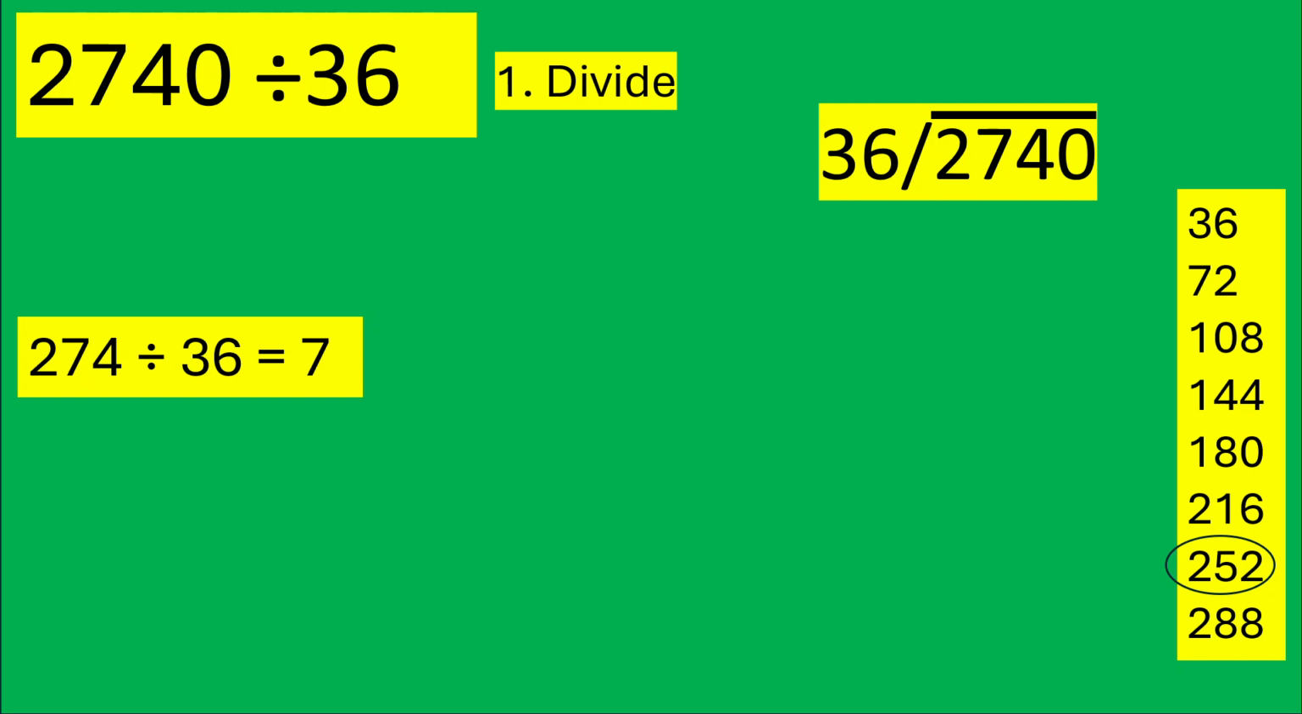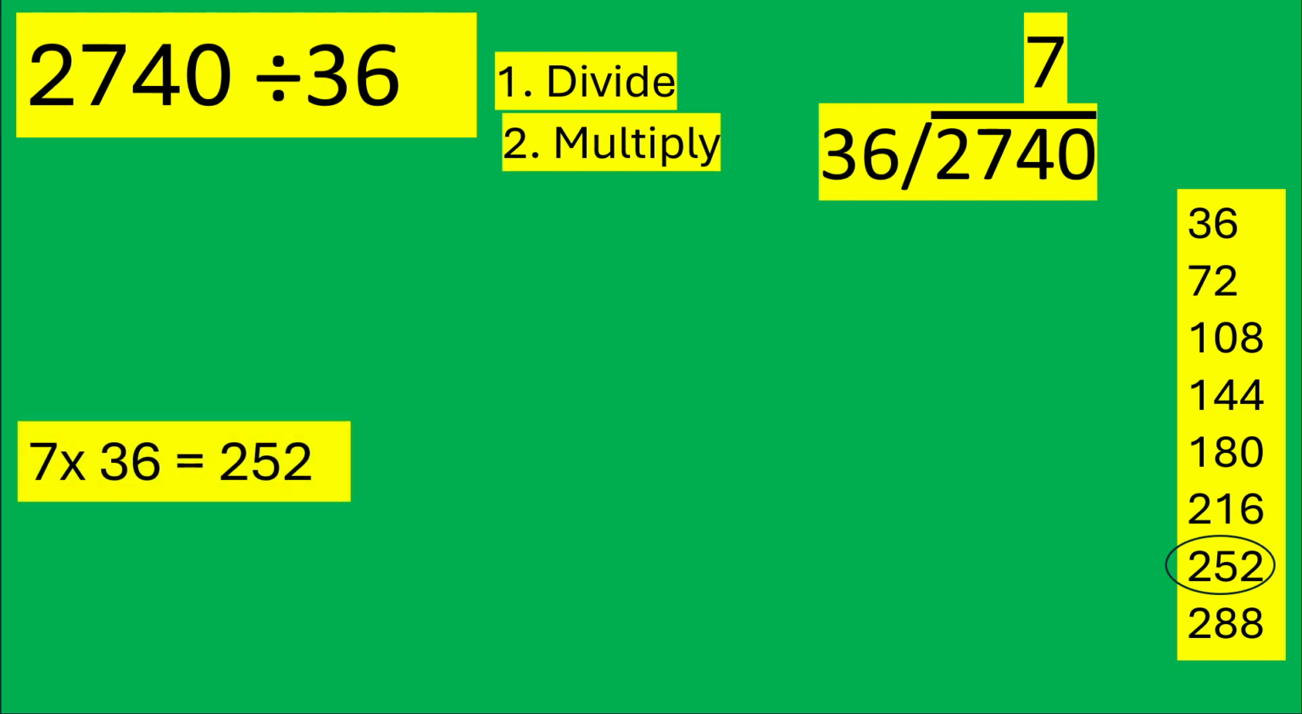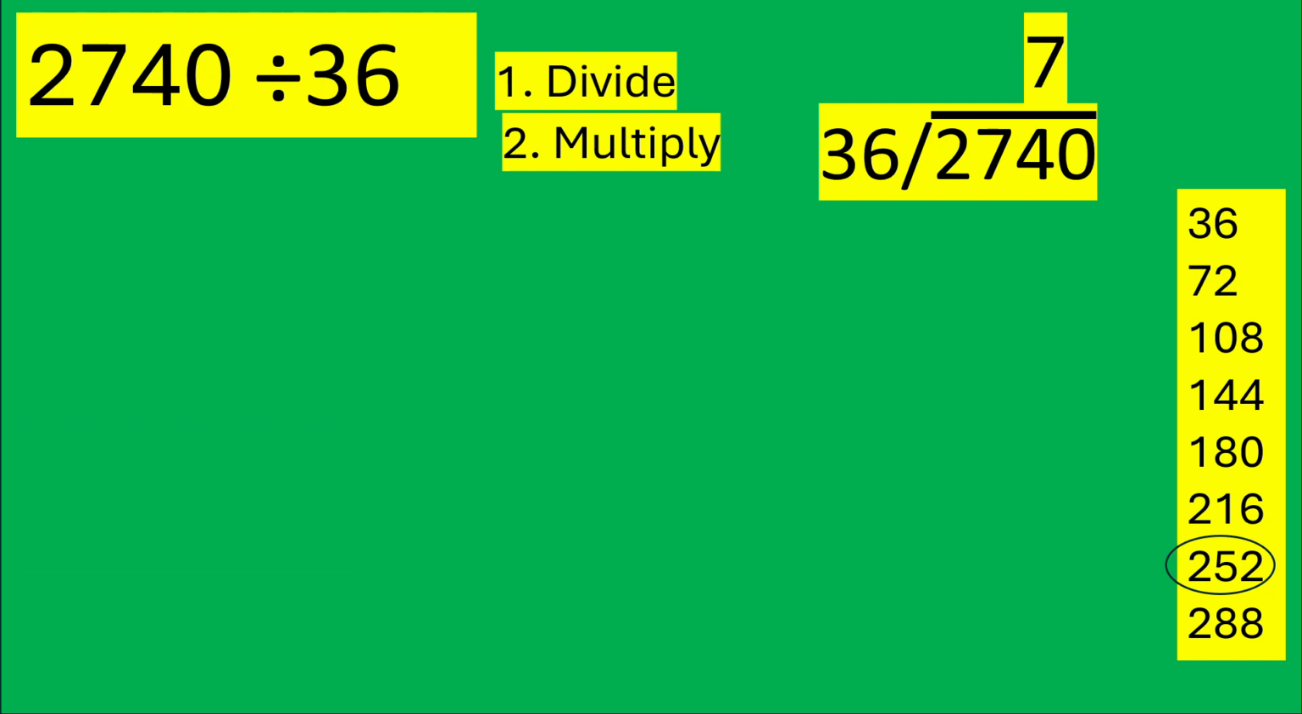Write 7 above 4, and then we will multiply 7 by 36. 7 times 36 is equal to 252. Write 252 under 274. Be sure that they are aligned. And then we're going to subtract 252 from 274.